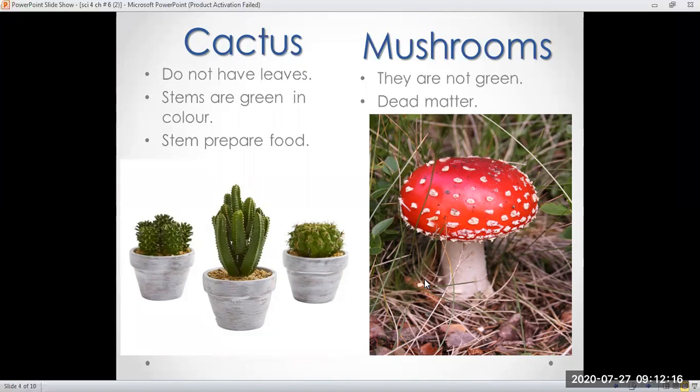We also name this process decomposition. Decomposition is a process in which germs and bacteria attack that living thing on the ground, and as a result they give food to these mushrooms. So, unlike these mushrooms and cactus, other plants prepare their own food.